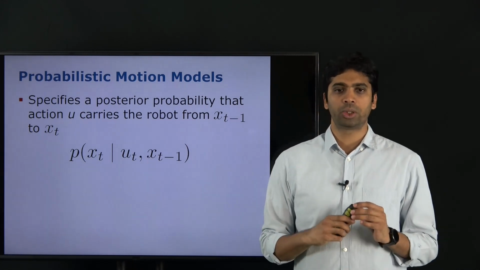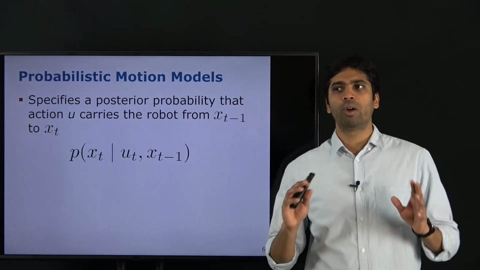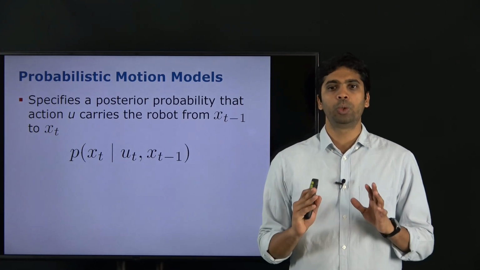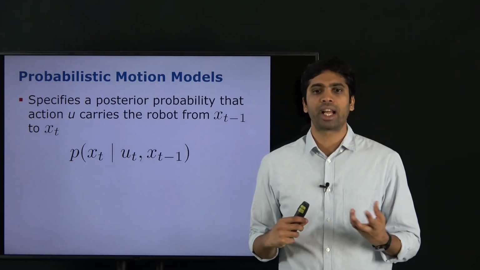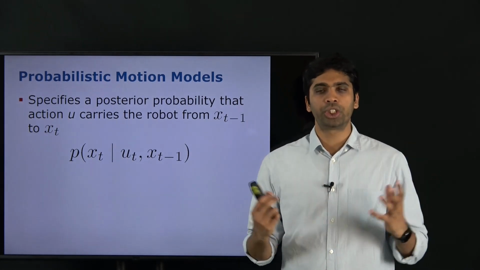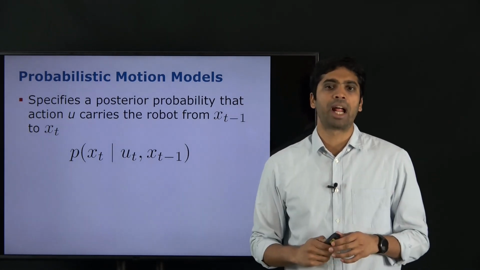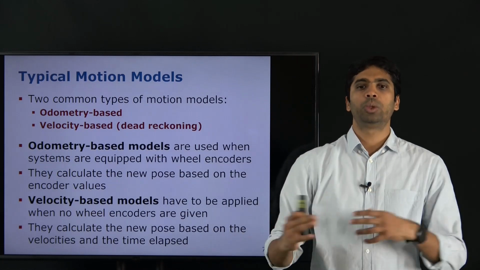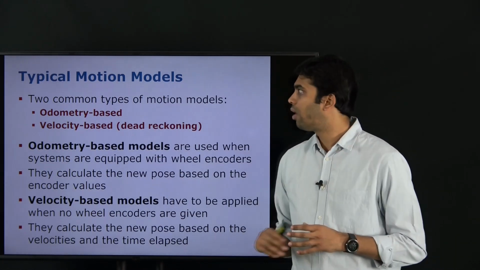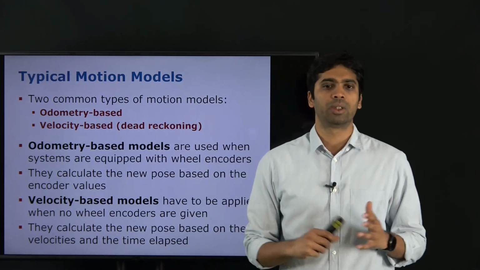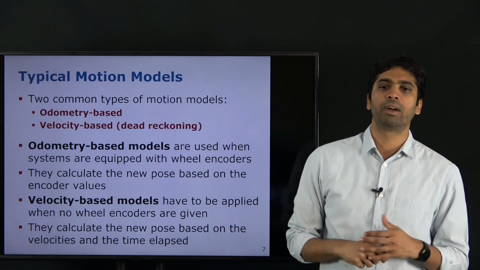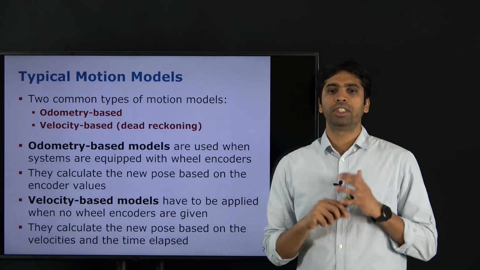So what we'll focus on in today's lecture is mainly wheeled robots, and we will see two commonly used models which abstract different motions for wheeled platforms. And these two typical models are what are called the odometry based model and the velocity based model, also sometimes called the dead reckoning approach. The difference being the following.